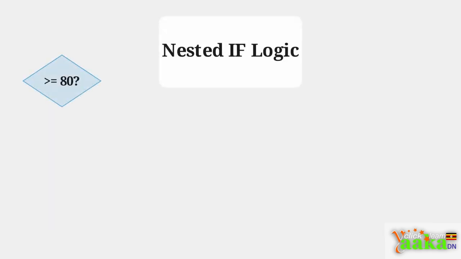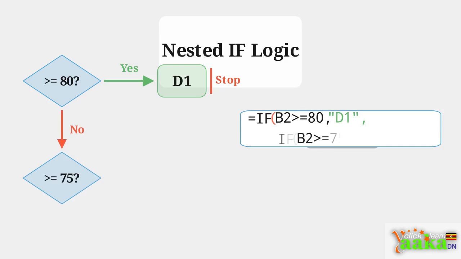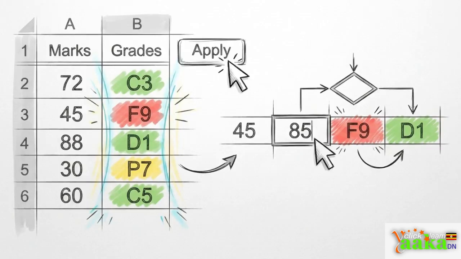The spreadsheet asks the first question: is the mark 80 or above? If yes, it assigns a D1 and stops. If no, it moves to the next question. Is it 75 or above? If yes, it assigns a D2. When you write this formula, you will open several sets of parentheses. The spreadsheet color codes them so you can ensure every question you opened is correctly closed at the end. Once built, the grading process is entirely hands-free. If a teacher discovers an error and updates a raw mark, the final grade updates instantly across the entire sheet.